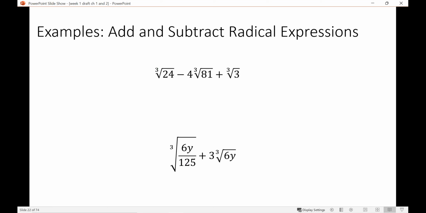Let me do these 2 examples for you to show you how to add and subtract radical expressions. It does involve doing some simplifying steps in between. If you think you know how to add and subtract these expressions, go ahead, pause the video here and work through them on your own and then come back.